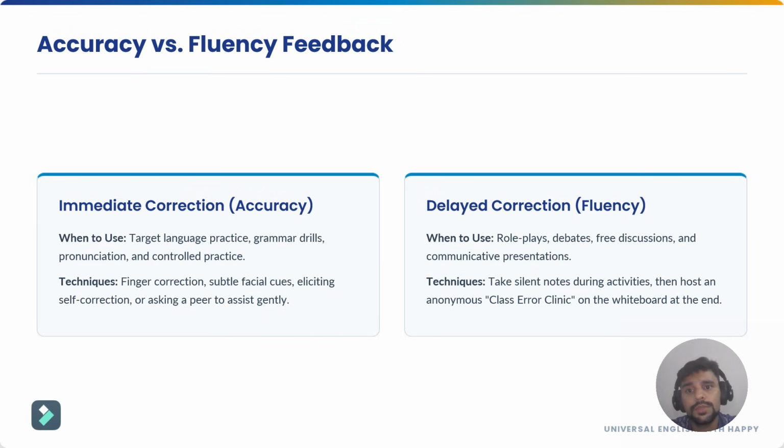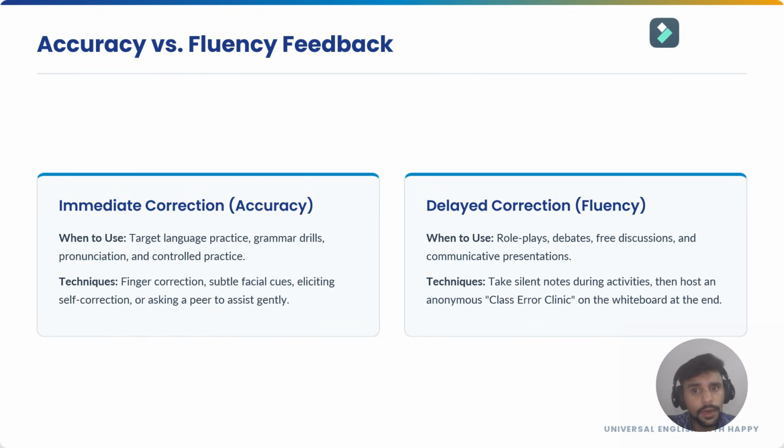Now look at the right column. Delayed correction for fluency. Now, when to use it? During free discussions, role plays, presentations, or communicative games where the goal is flow and meaning transfer. Now, the technique here: never interrupt a student mid-sentence during a fluency task. Doing so destroys their train of thought and increases speaking anxiety.